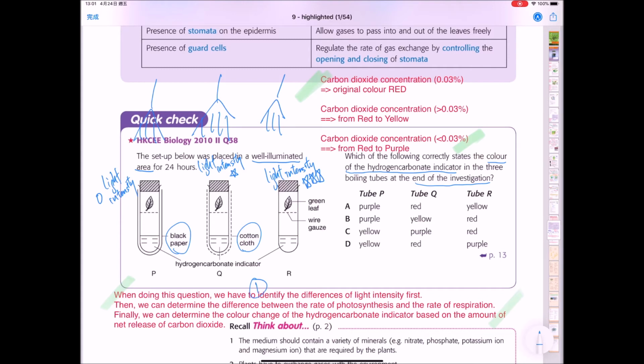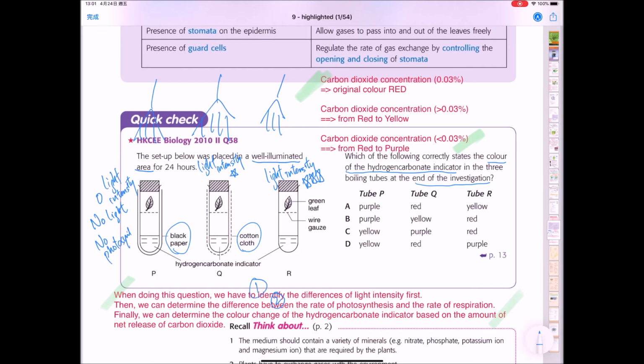And then the second step is that we need to determine the difference between the rate of photosynthesis and the rate of respiration. So we need to recall the concept of the effect of light on photosynthesis and on respiration. For the first one, we take a look at tube P. For tube P, because there is no light, there should be no photosynthesis at all.